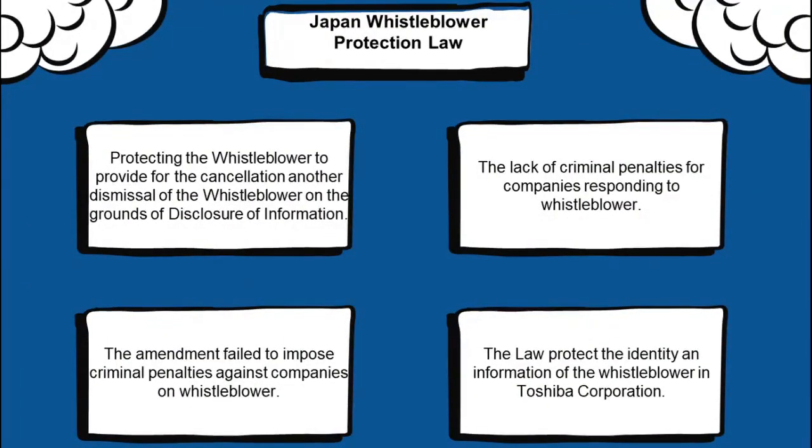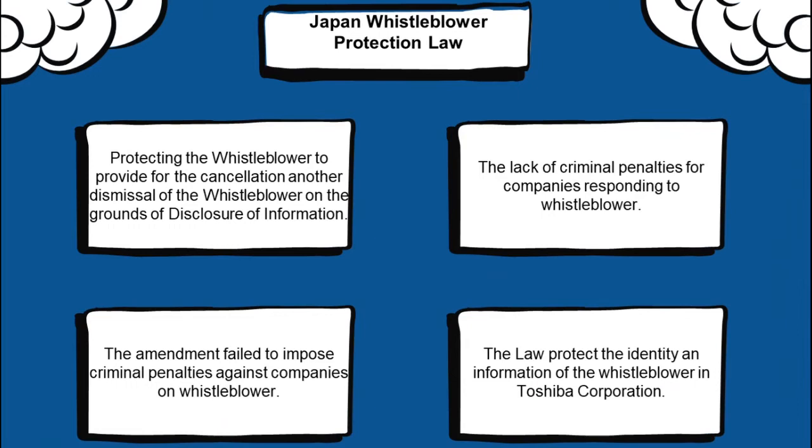Next is the whistleblower. Before I talk about the whistleblower, I will talk about Japan's Whistleblower Protection Law. The purpose of this act is to protect the whistleblower, to provide for the cancellation of dismissal of the whistleblower on the ground of disclosure of information, and the steps to be taken by business operators and administrative organizations on whistleblowing, and to promote compliance with laws and regulations regarding the protection of life, body, property and other interests of citizens, thus contributing to the general welfare of people's lives and the development of a sound socio-economy.